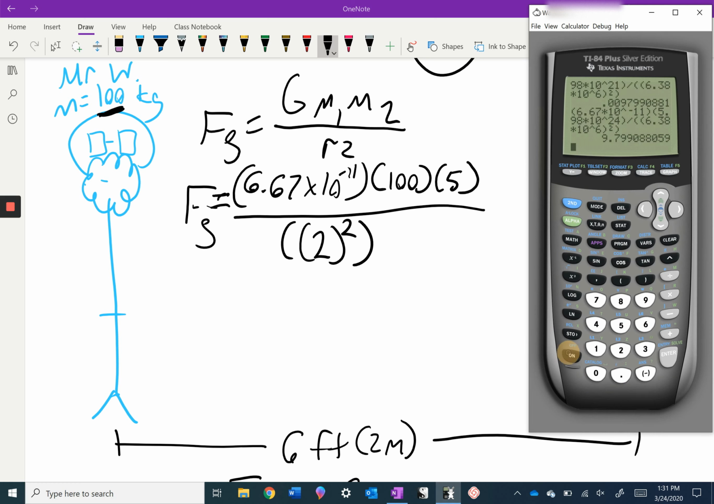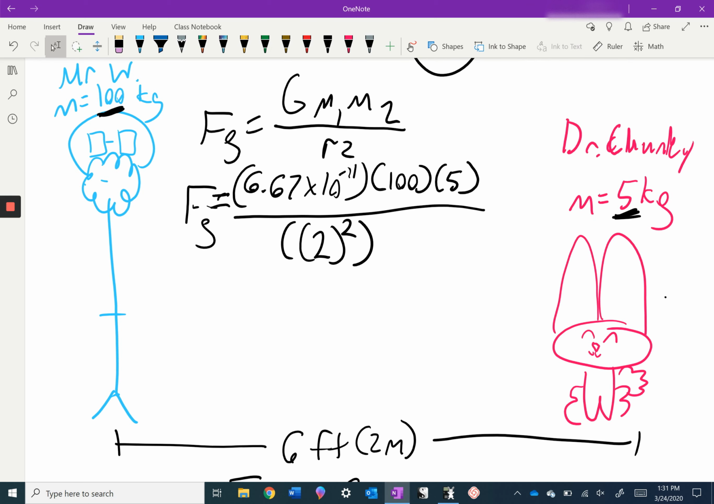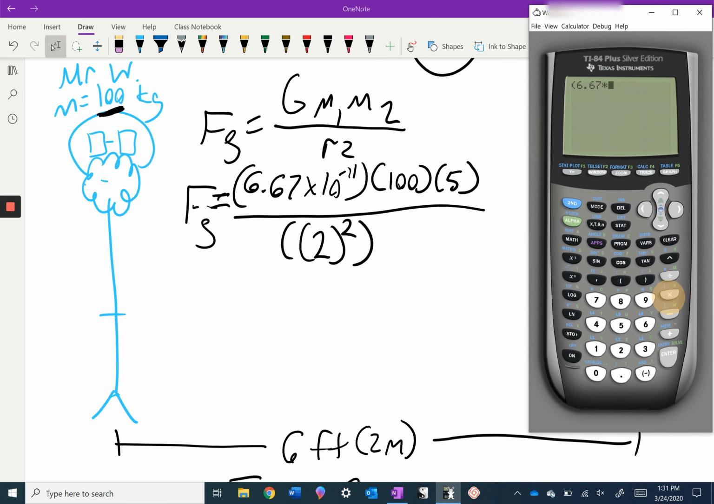I'm going to turn it on and clear it out. So we've got 6.67 times 10 to the negative 11th times 100 times 5 divided by 2 squared.